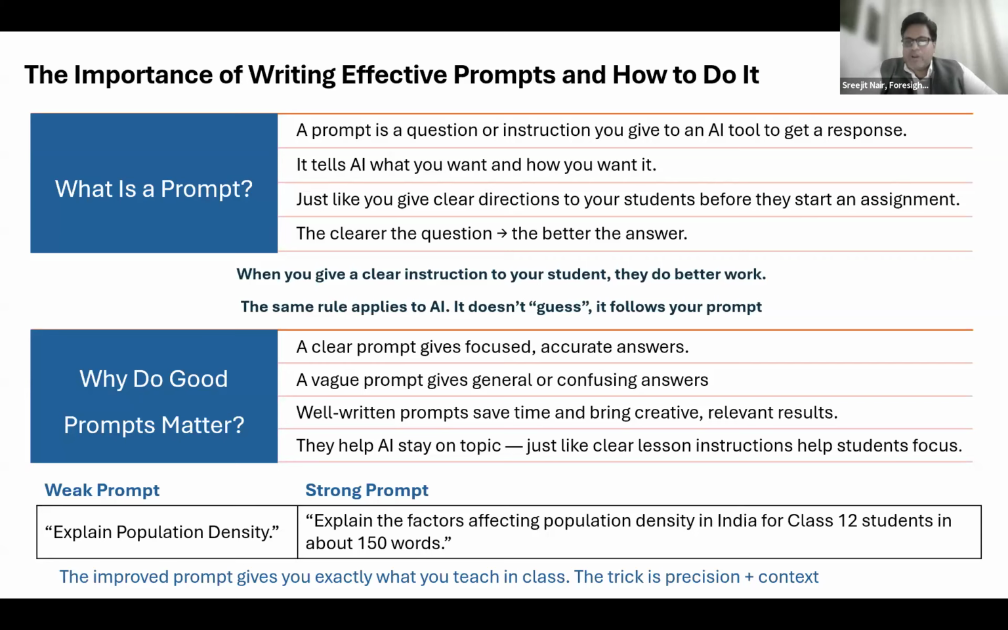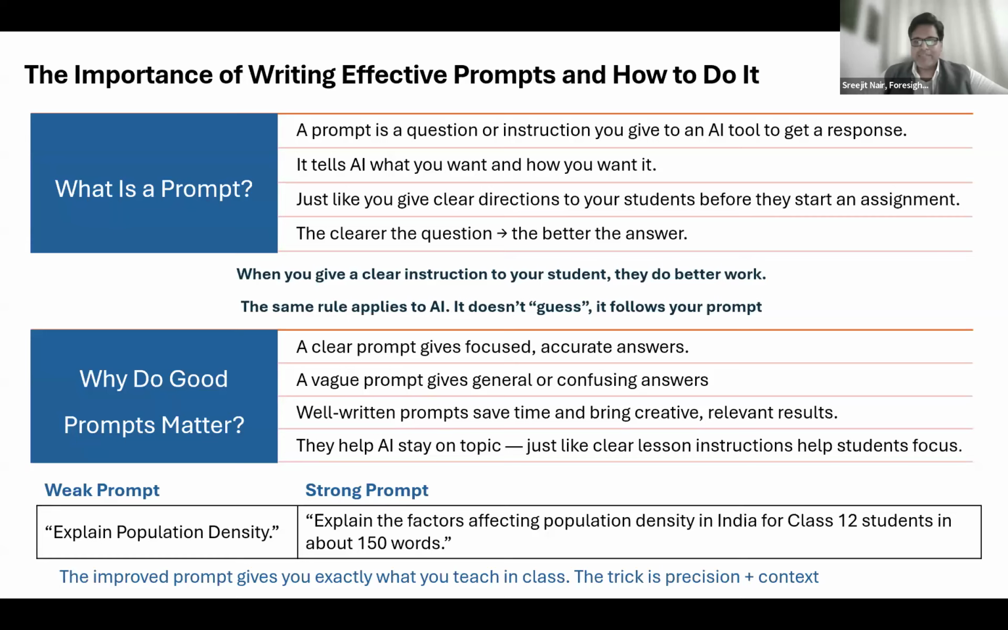So why does a good prompt matter? Whenever you want to grow in this field or seek more knowledge, create more text, images, videos, the simplicity and the concept behind it will help you understand and deliver better. A clear prompt gives focused, accurate answers. A vague prompt gives general or confusing answers. It can be that basic, just to simplify it, like, what is a smartphone? That can be a very simple and very clear prompt.